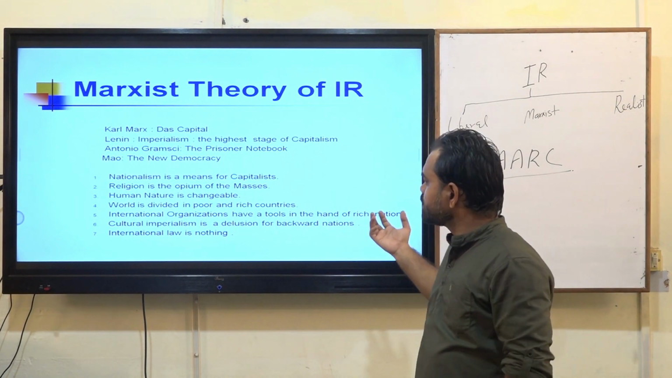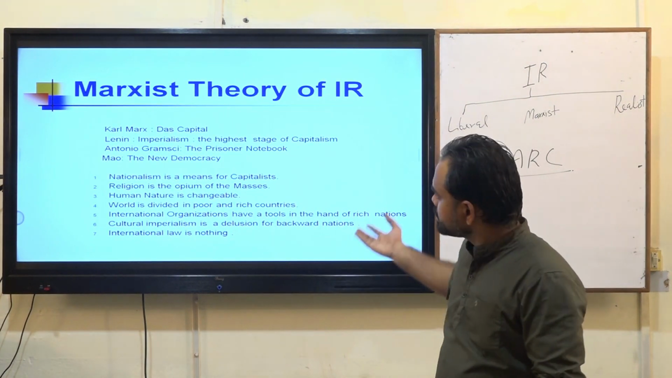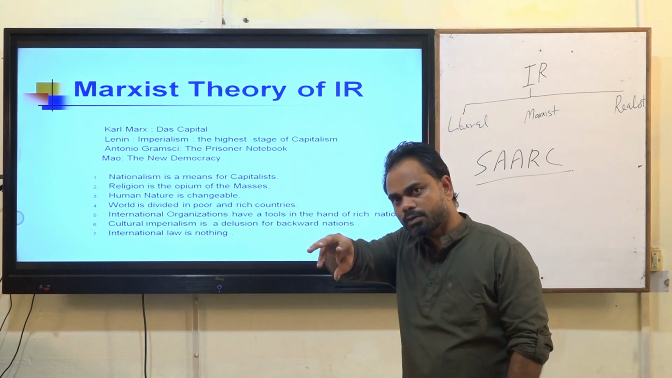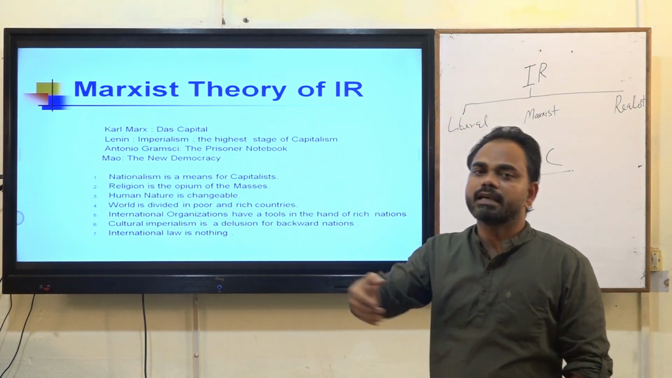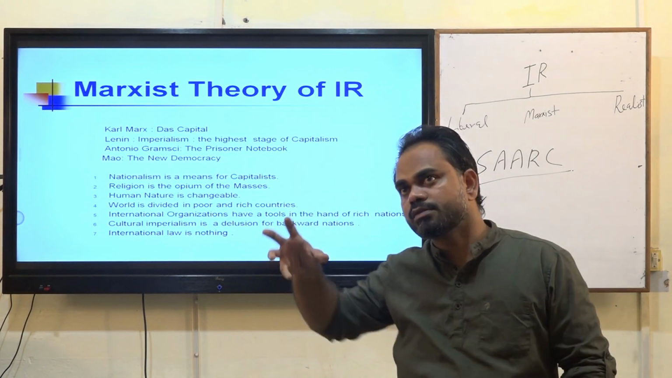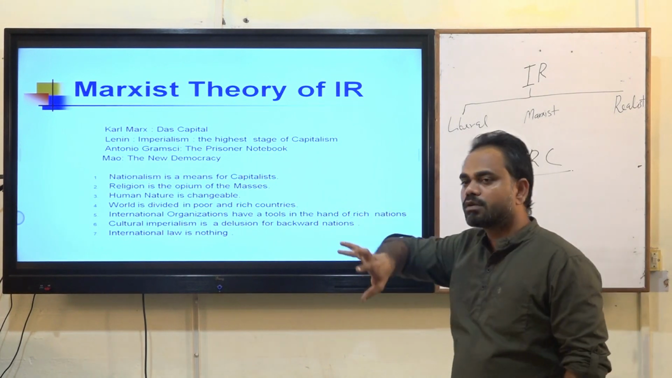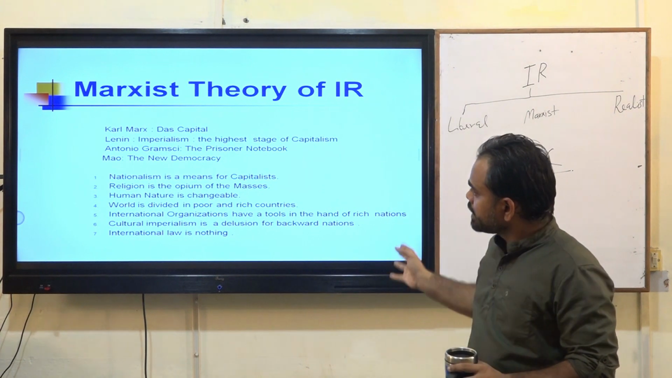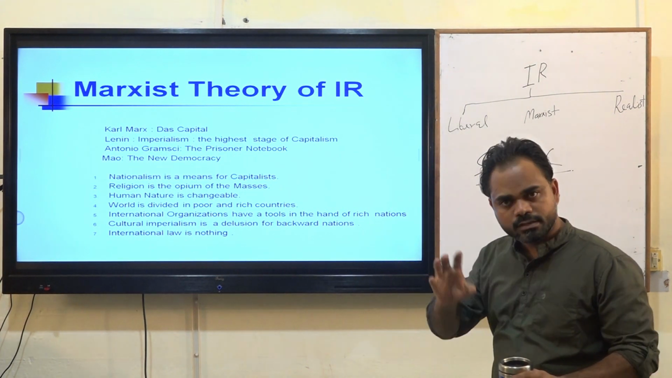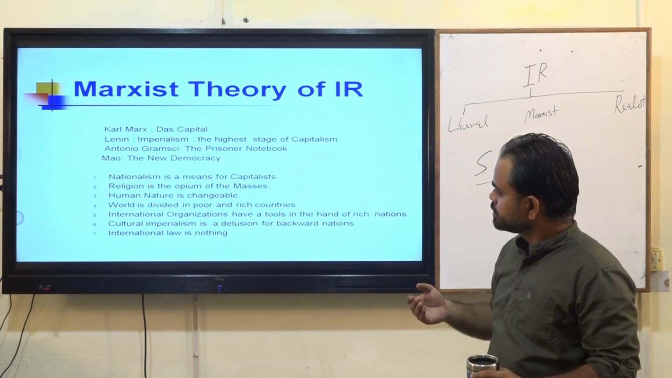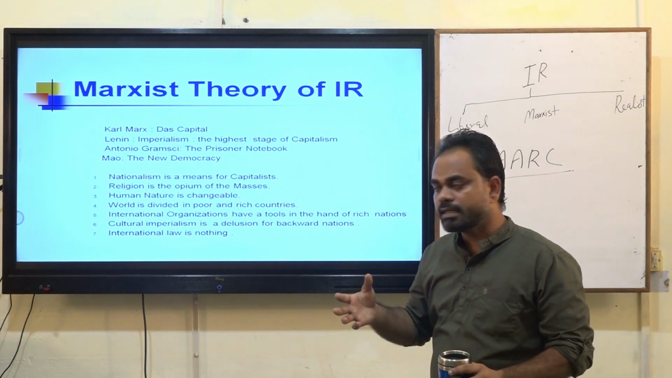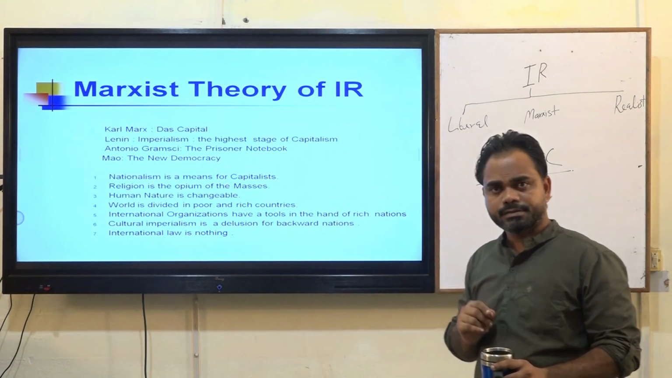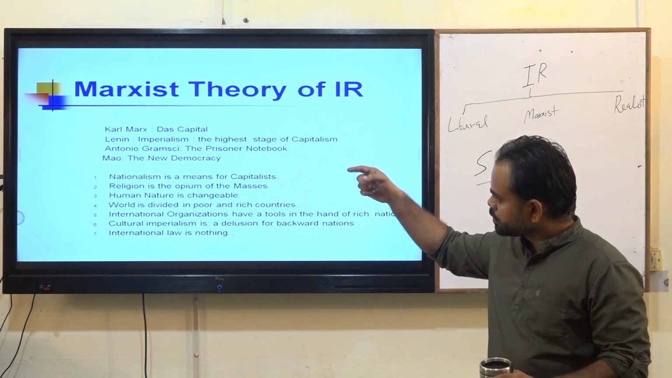Religion is the opium of the masses. As per Marxist theory, religion is also a tool in the hand of the bourgeois class to control the proletariat. The same thing applies to the world, and the world also uses religion to control poor nations. Human nature is changeable. Marx also accepted that human nature is always changeable, and so nations' identity and nations' interests also change, but the bourgeois state always exploits proletarian states.